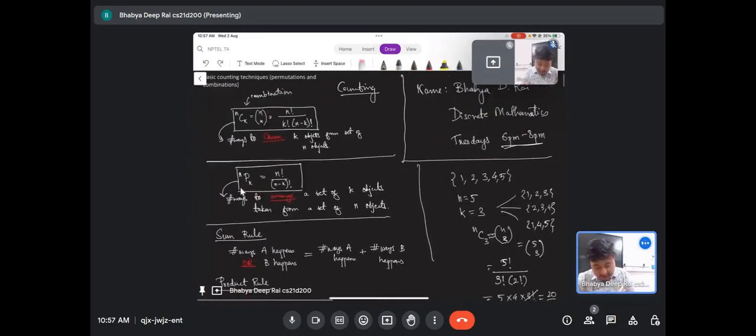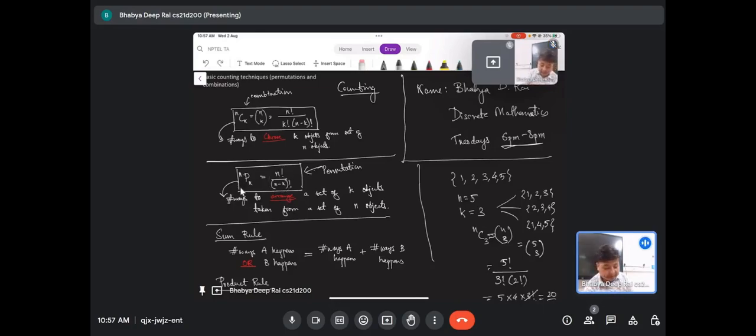Now that we've talked about combinations, where the key idea is choosing, I want to talk about permutations. A permutation can be denoted by nPk, which is defined in the following way: n factorial divided by (n minus k) factorial.